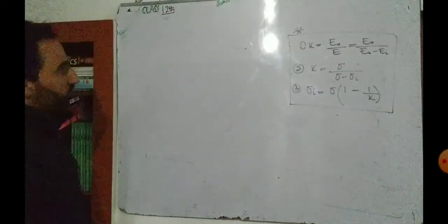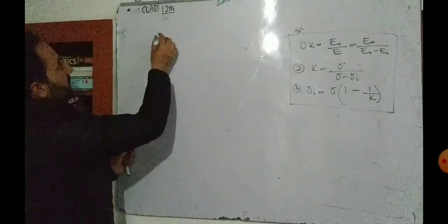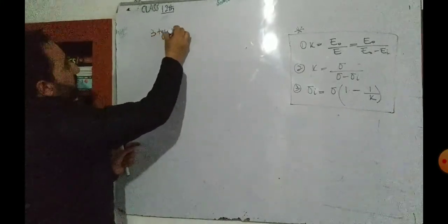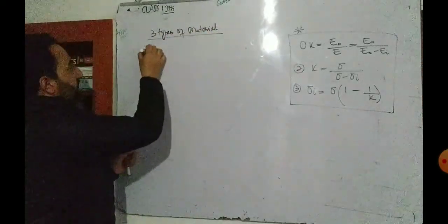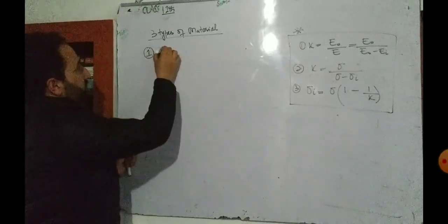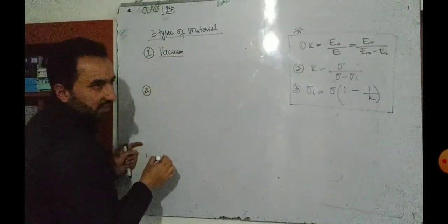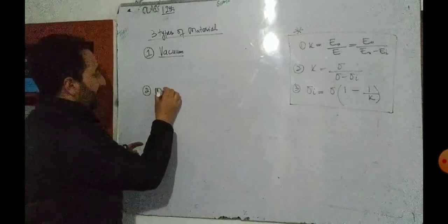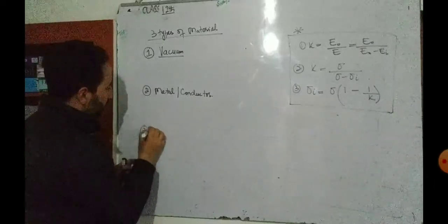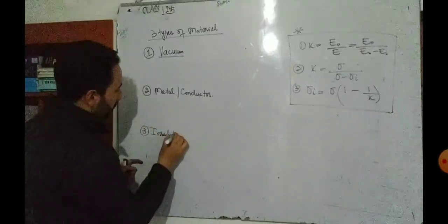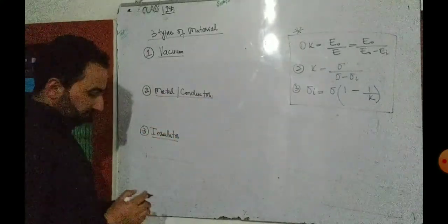Okay. Now, अब ध्यान रखो बेटा. Now there are three different types of substance in general. So here I will write down 3 types of substances, or 3 types of material. Number 1 is vacuum. ठीक है ना बेटा? Number 2 is, for example, metal or conductor. Metal or conductor, one and the same thing. And number 3 is insulator. In general, we have 3 different types of substances: vacuum, metal or conductor, and insulator. ठीक है ना बेटा? अब ध्यान रखो बेटा.